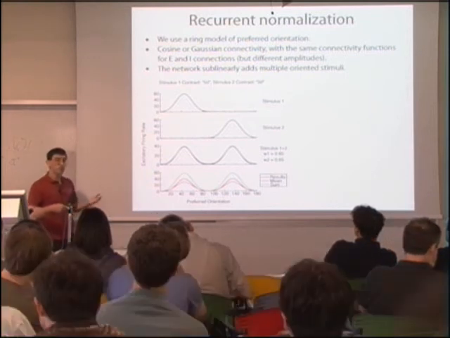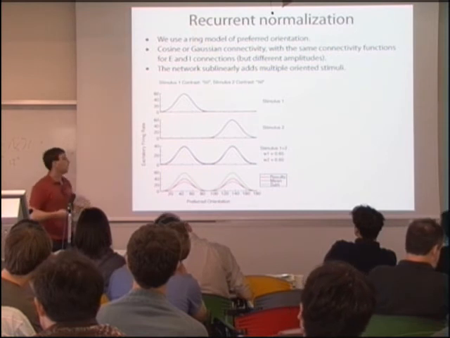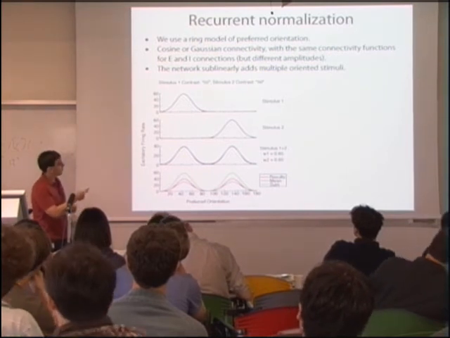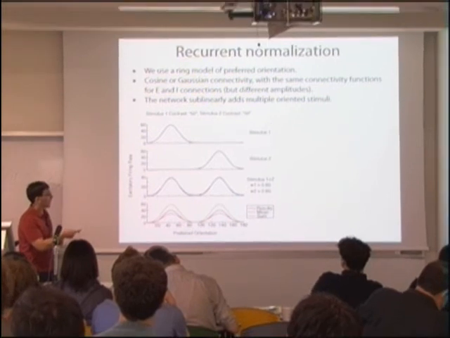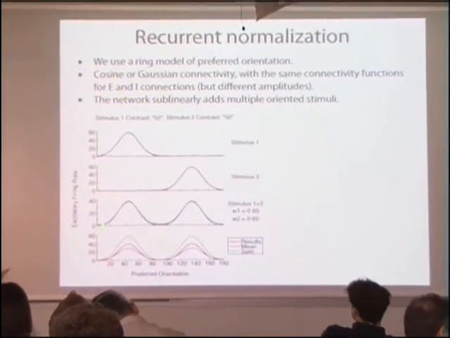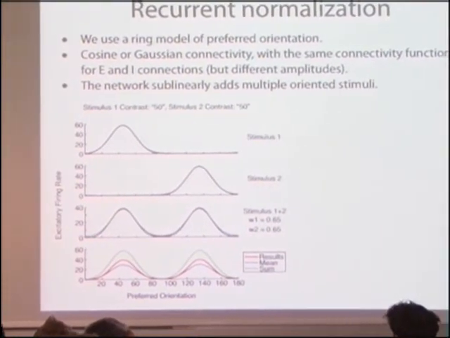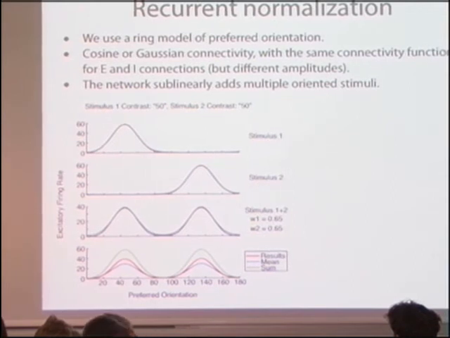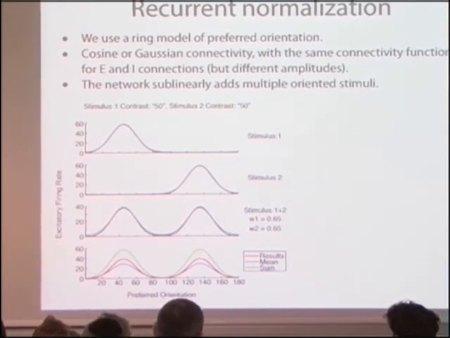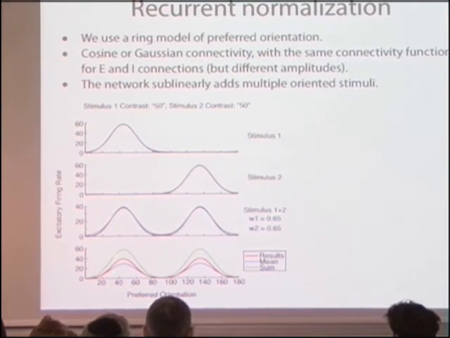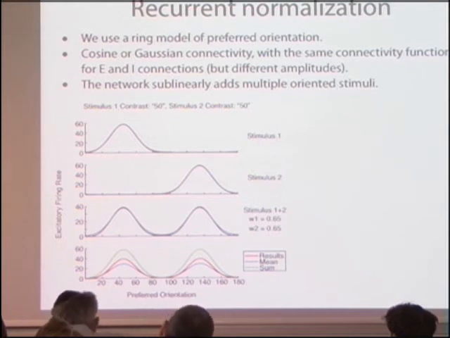And then, using the same equations as before, we show this network one stimulus here of 45 degrees, one of 135 degrees, and then the two together. And you can see the blue line here showing the best fit of the sum of these two, and the sublinear weights we get here are around 0.65, so a big sublinear addition. On the bottom plot here, I show you the actual sum of the two responses in green, their mean in blue, and in red, the results that we see.